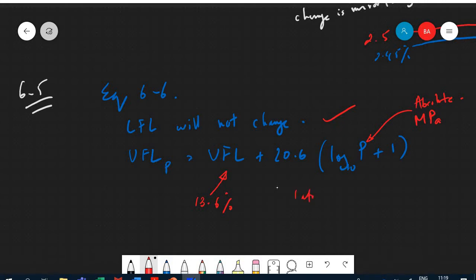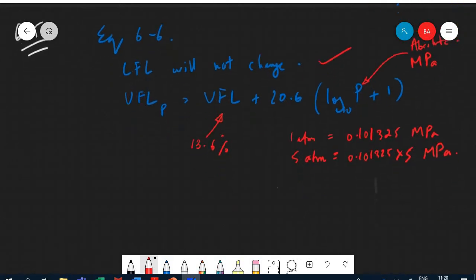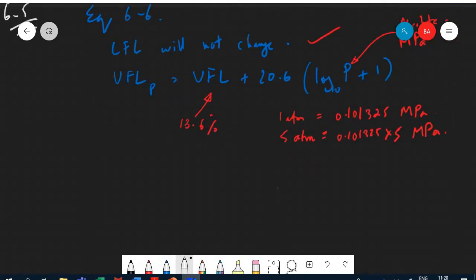We just need a conversion here. One atmospheric pressure is equal to 0.101325 megapascal. I don't know if you can recall, 101.325 kilopascal. And now we have the megapascal. If you have 5 atmospheric pressure, you just multiply this by 5, so 0.101325 multiplied by 5 megapascal. Then you take the log of that and so on. That is a straightforward problem, and there's nothing difficult about it.